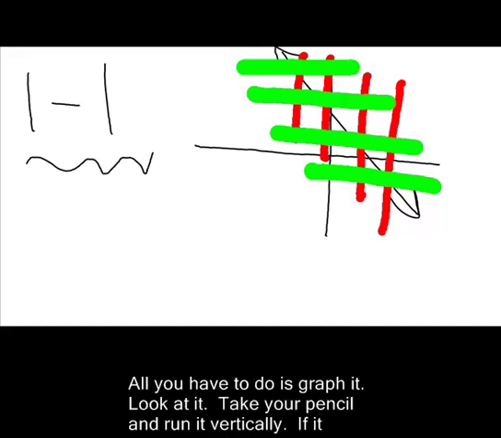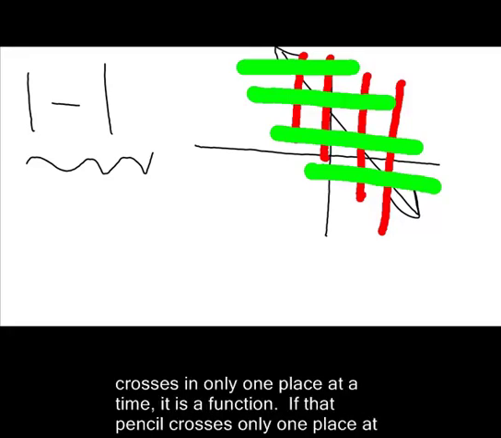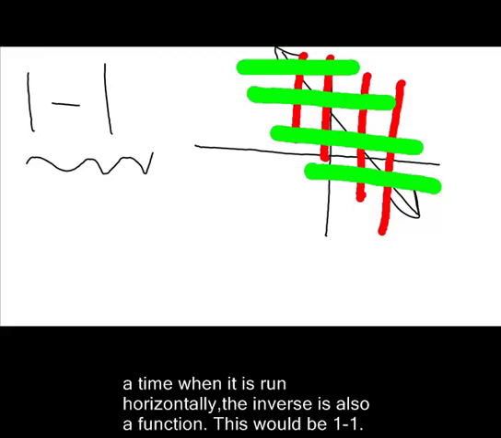So all you have to do to determine if a function is one-to-one is graph it. So put it in your calculator and look at it. Take your pencil and run it vertically. If it only crosses at one place at a time, it's a function. If I take my pencil and run it horizontally, and it only crosses in one place at a time, the function is one-to-one.